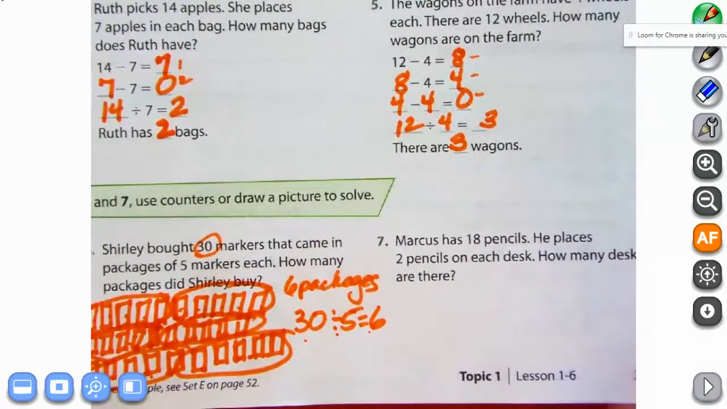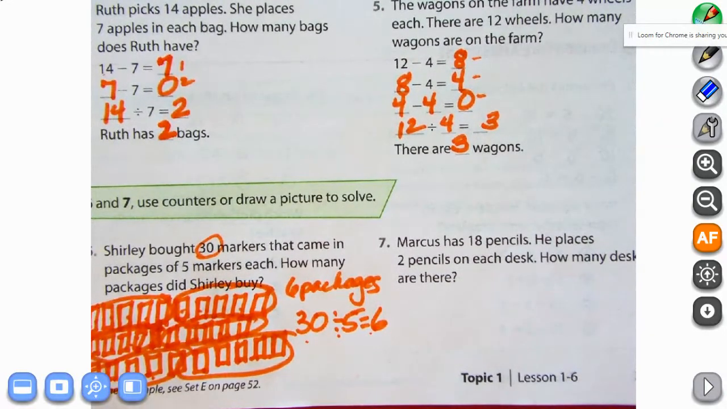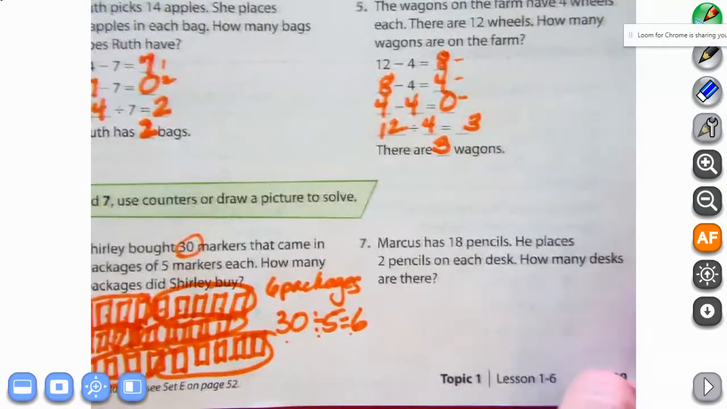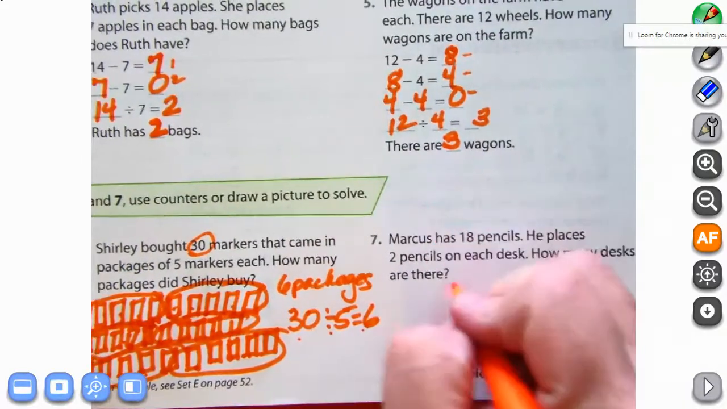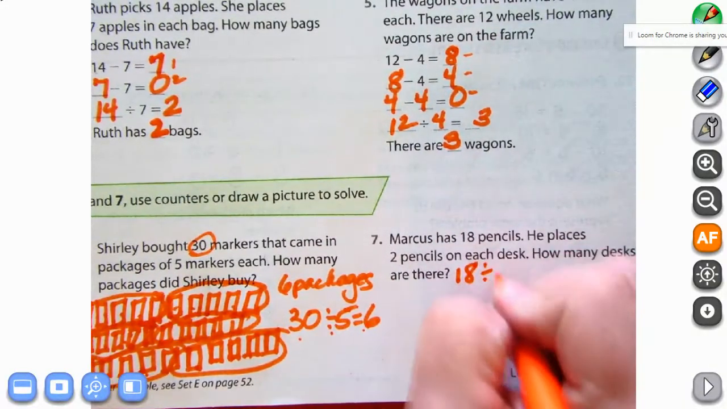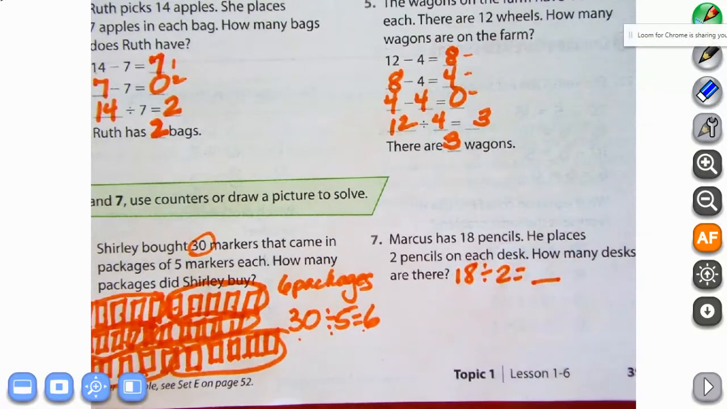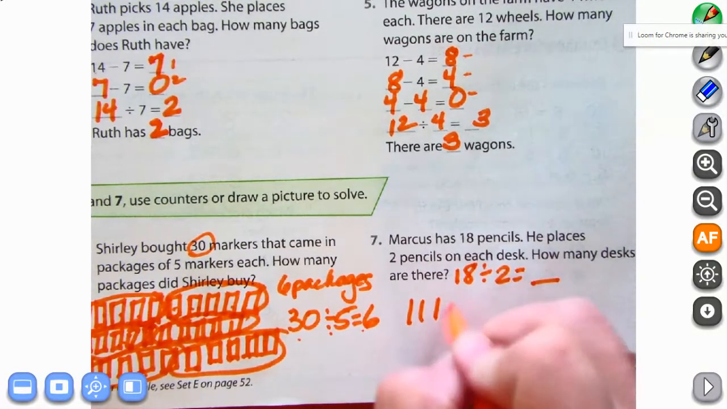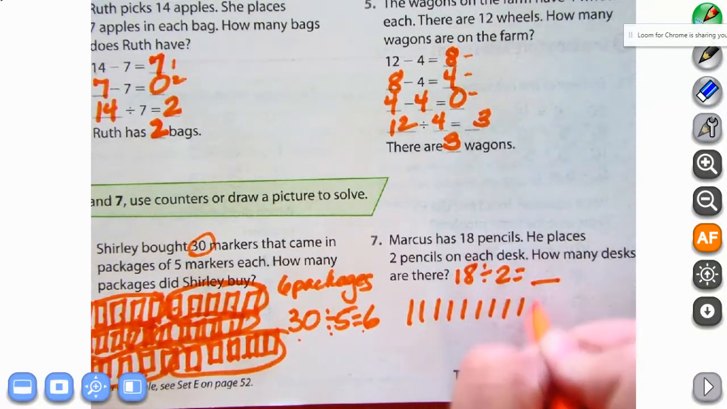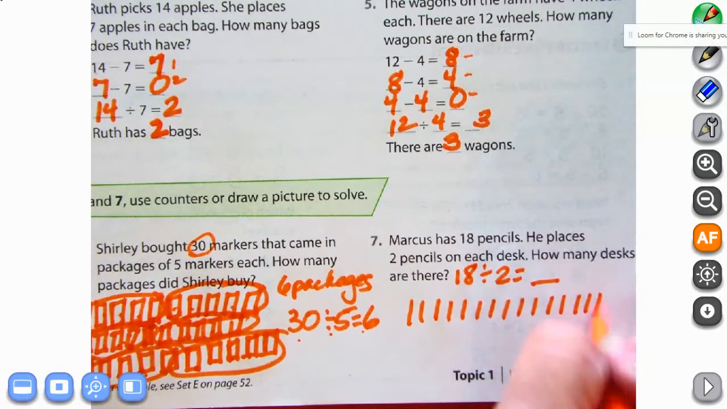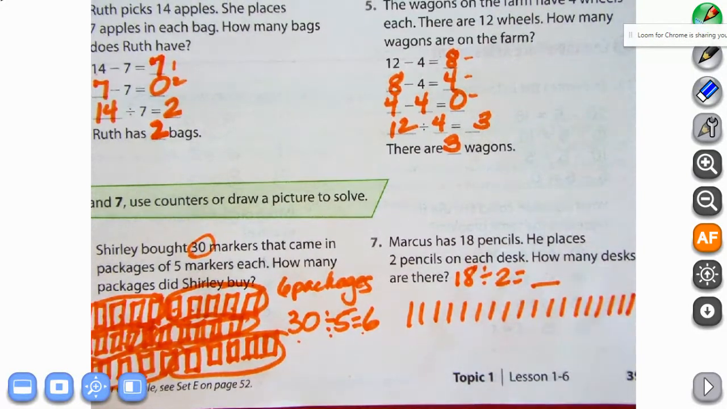All right, number 7, Marcus has 18 pencils. He places 2 pencils on each desk. How many desks are there? So 18 pencils divided up into groups of 2 will equal what? 1, 2, 3, 4, 5, 6, 7, 8, 9, 10, 11, 12, 13, 14, 15, 16, 17, 18.